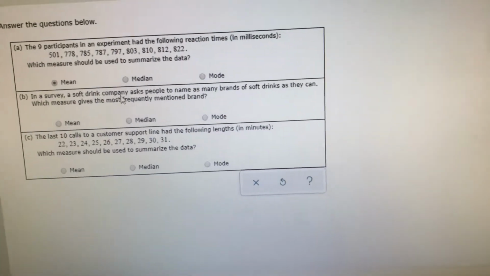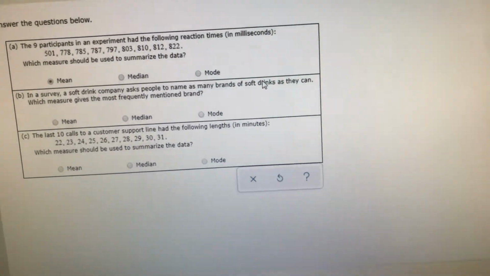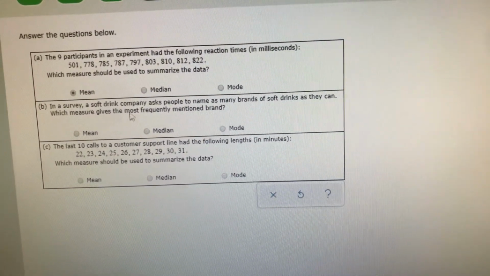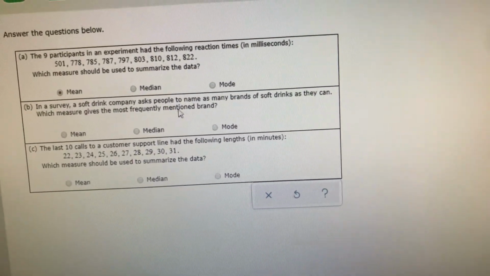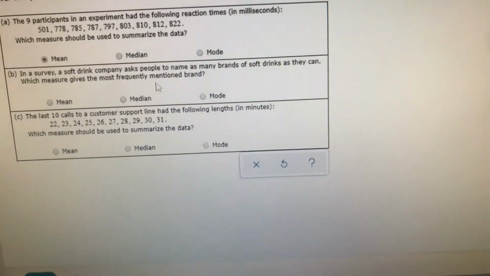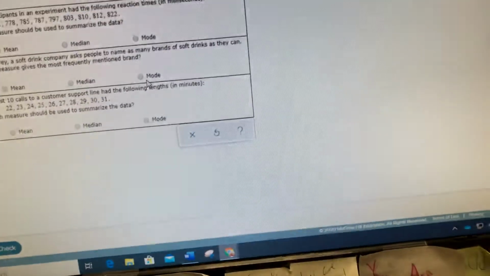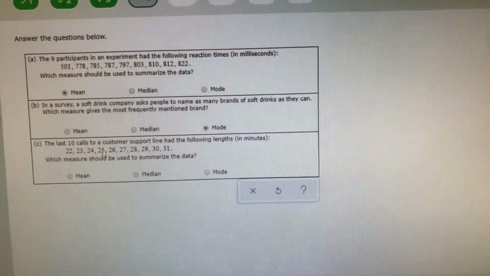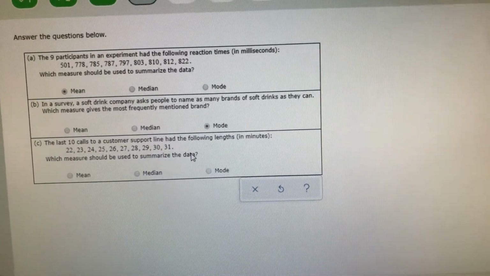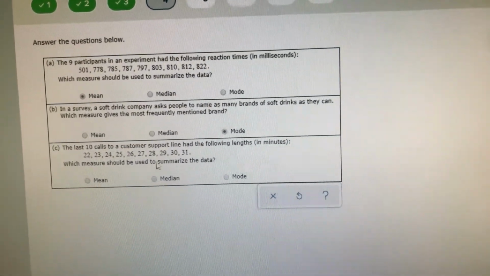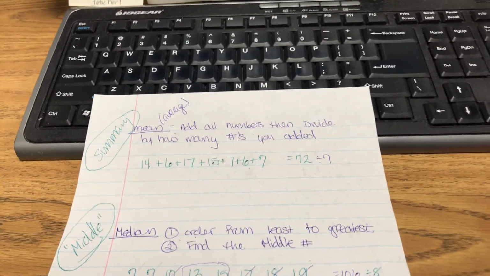In a survey, a soft drink company asked people to name as many brands of soft drinks as they can. Which measure gives the most frequently mentioned brand? If I want something that's most frequent, the most often, I want the mode. Last 10 callers to a customer support line had the following length. Which measure should be used to summarize? Again, summary, I would want the mean.